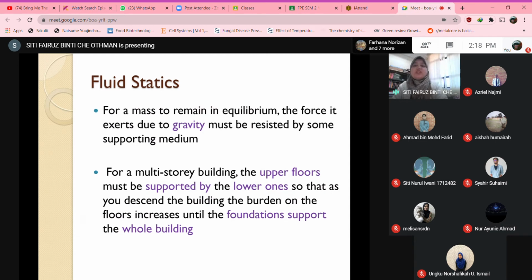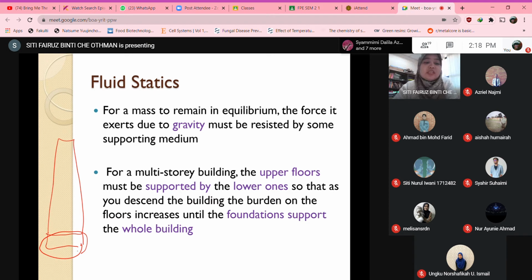Okay, for mass to remain in equilibrium, the force it exerts due to gravity must be resisted by some supporting medium. For a multi-story building, the upper floors must be supported by the lower ones, so that you descend the burden of the building on each floor until the foundation supports the whole building. So basically, this is a theory. If you want to build a high-rise building, you have to make sure the foundation is able to support the pressure on top.